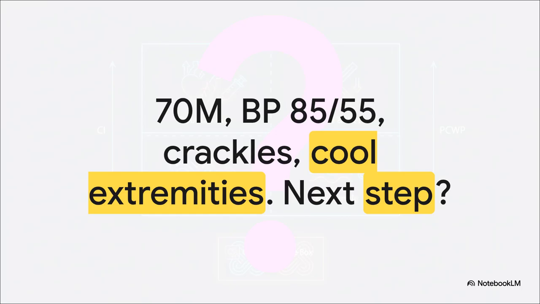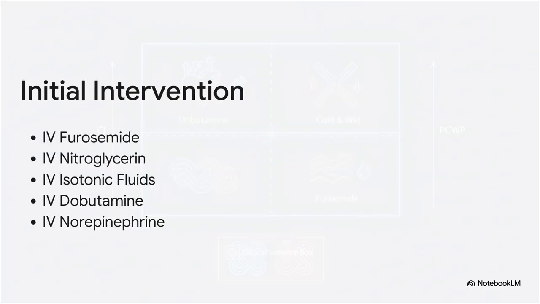Look very closely at the diagnostic traps embedded in this presentation. The pulmonary crackles heavily tempt you toward immediate diuresis, right? Meanwhile, that profound hypotension heavily tempts the use of pure vasopressors just to spike the blood pressure. Based strictly on this clinical presentation, what is the single most appropriate initial pharmacologic intervention? Here are your five distinct, highly competitive answer choices. Is it IV furosemide, IV nitroglycerin, IV isotonic fluids, IV dobutamine, or IV norepinephrine? Take a second and think about it.